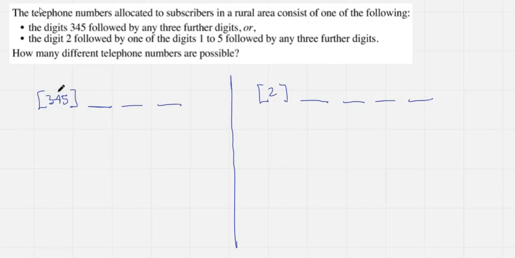If they're saying it has to be 3, 4, 5, and they have to be in that order, we don't really have any choice about that. There's only one way that you can configure 3, 4, 5. You write it as directed, that's it.